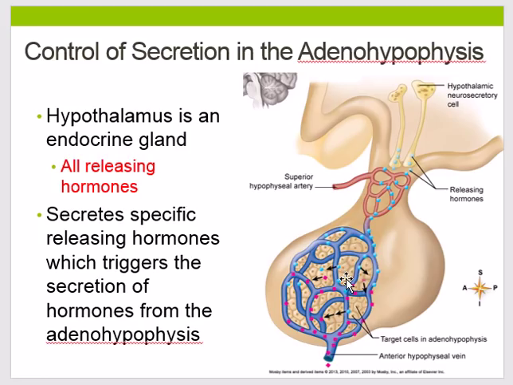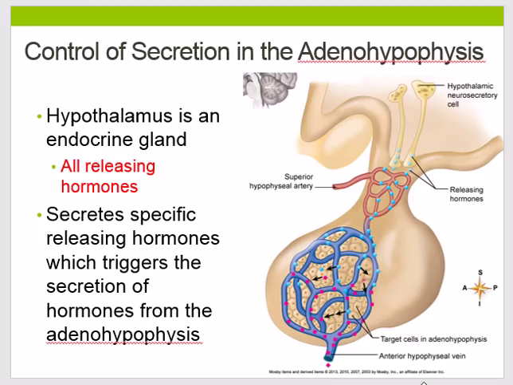Once these releasing hormones arrive at the pituitary gland, they're going to look for their target cells, so the cells that they're designed to actually stimulate. This will cause those cells, once they reach them in this area here, to release their hormones, which then travel out through an anterior hypophyseal vein, which you can see right here, and into our general circulation to then do what it's supposed to do at that point.